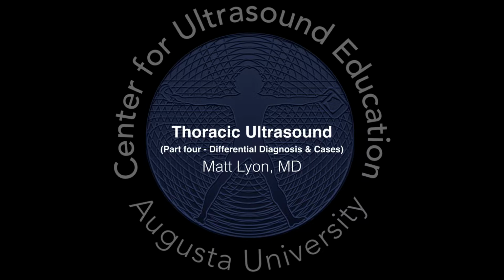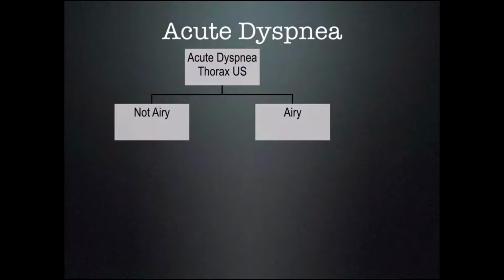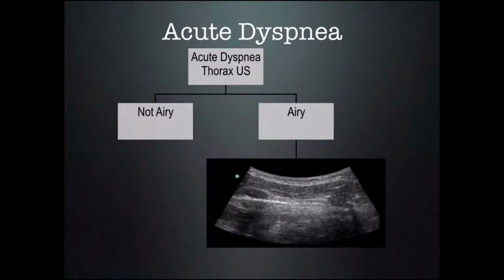In this lecture, we're going to cover the differential diagnosis algorithm and case examples to help you understand all the points covered. So, here's our thoracic ultrasound diagram. You have a patient that comes in with acute shortness of breath, and you decide you're going to do a thoracic ultrasound. The first question I ask is, the lung or the image that I'm getting, is it airy or not airy? And what do I mean by airy?